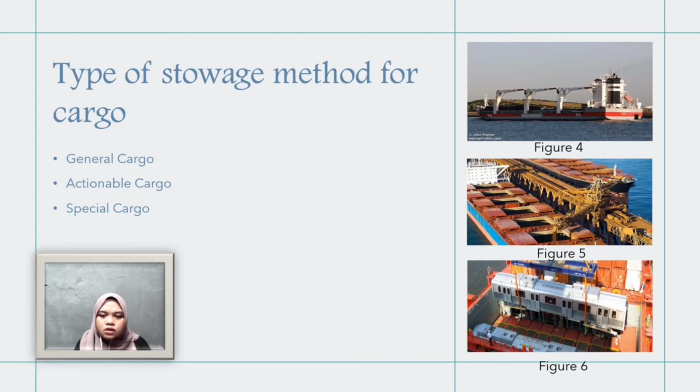Third, special cargo. Special cargo is usually carried for special items like vehicles, factory components, and so on. As you can see at figure 6, that's one example of a company from Australia that is carrying body trim.